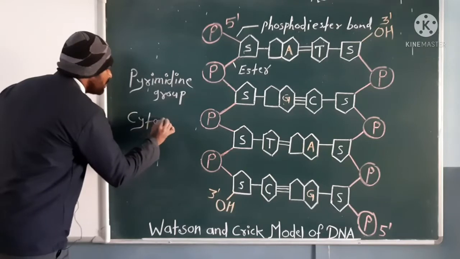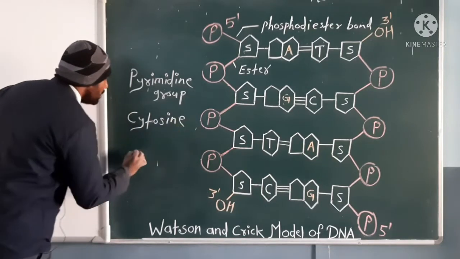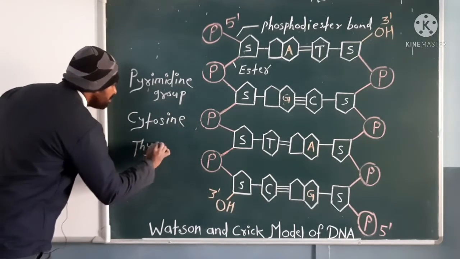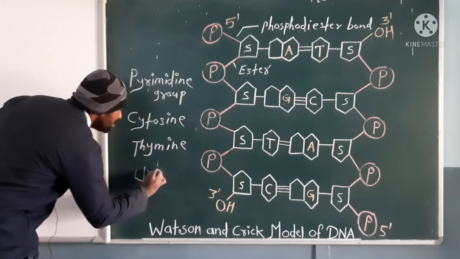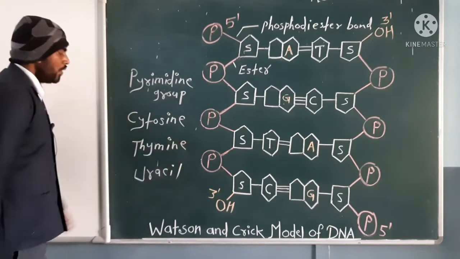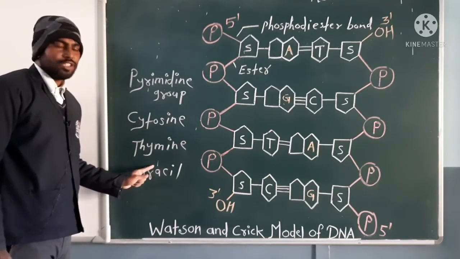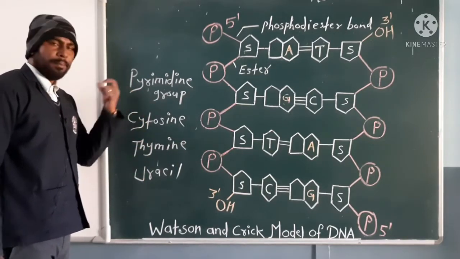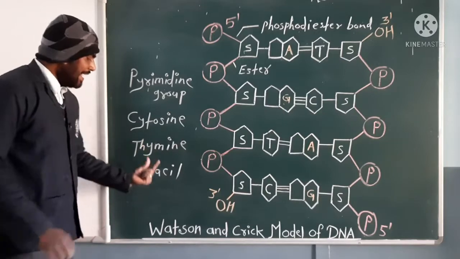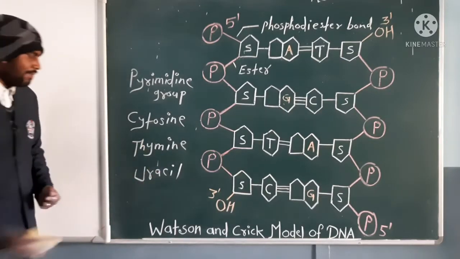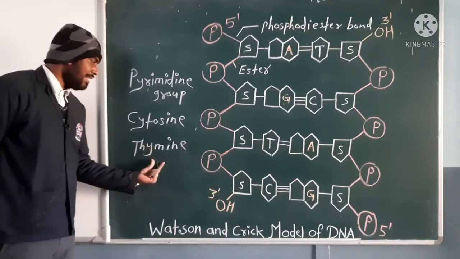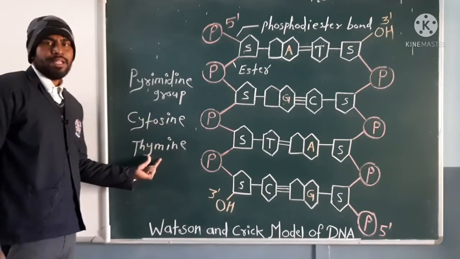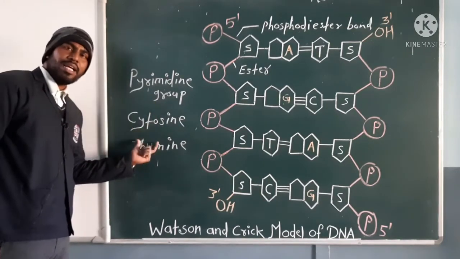The examples of the pyrimidine group are cytosine, thymine and uracil. These 3 different nitrogenous bases are classified in the pyrimidine group. In DNA, uracil is not present. Okay, must remember this thing. In DNA, uracil is not present. Only cytosine and thymine, belonging to the pyrimidine group, are present in DNA.